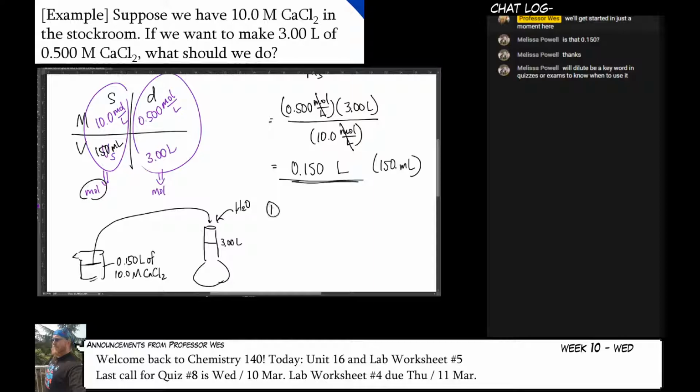So let's write out our steps just like we did before. So step number 1, measure stock solution. And the amount that we measured was 0.150 liters of 10 molar calcium chloride into the volumetric flask. And the volumetric flask had a volume of 3 liters.